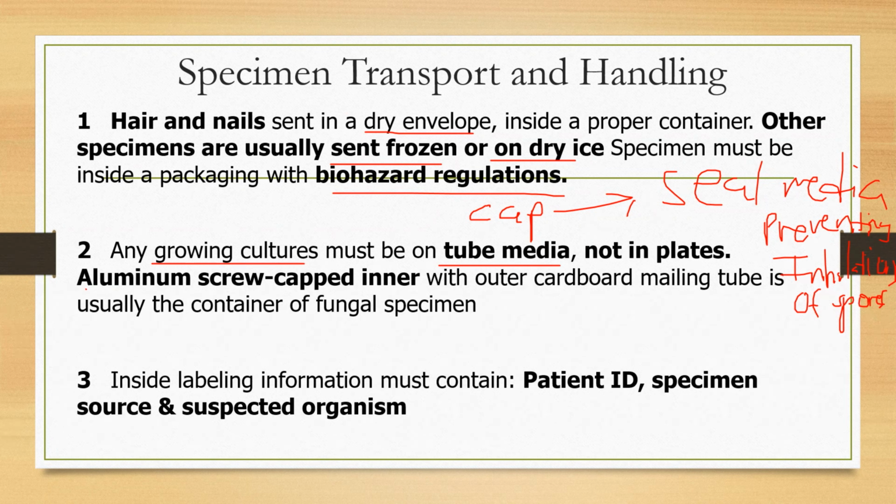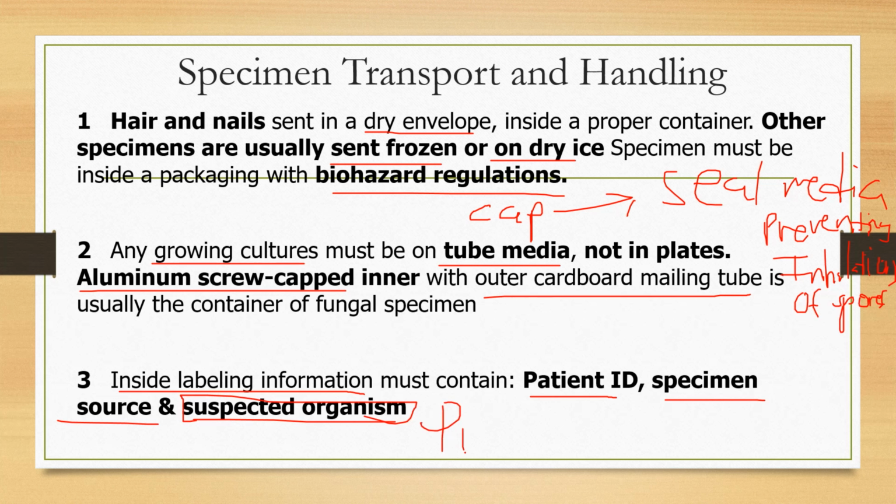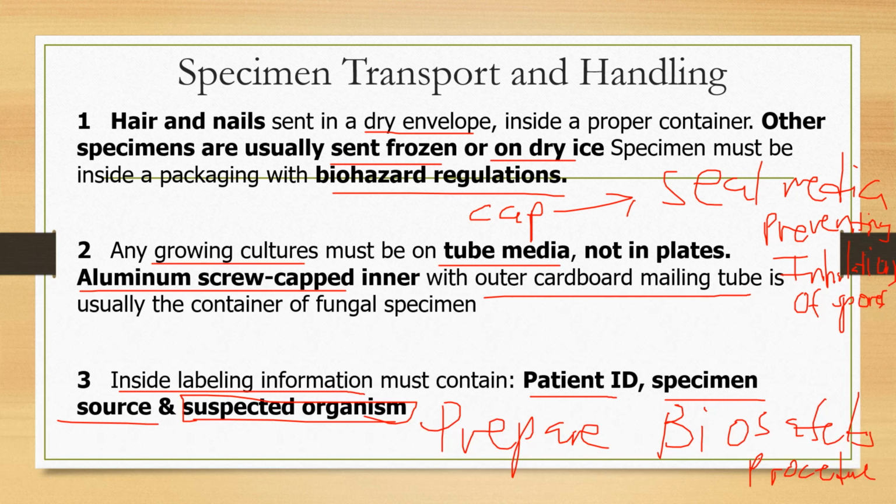You need to use an aluminum screw cap with an outer cardboard mailing tube, which is usually the container of fungal specimens. Inside, the labeling information must contain the patient ID, the specimen source, and the suspected organism. So you need to include the suspected organism, class, so that the medtech could properly prepare which biosafety procedure is to be followed. So, susundin niya ba yung biosafety level 3, biosafety level 4, 1 or 2, something like that.